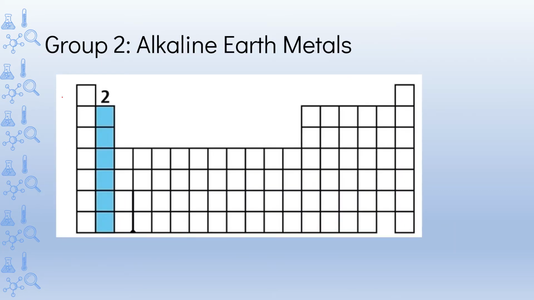So the group number 2 are the alkaline earth metals. I'm not going to really talk much about them. Yeah, they are reactive, not nearly as reactive as group number 1, but they are. And just like group number 1, reactivity will also increase as you're working your way down.